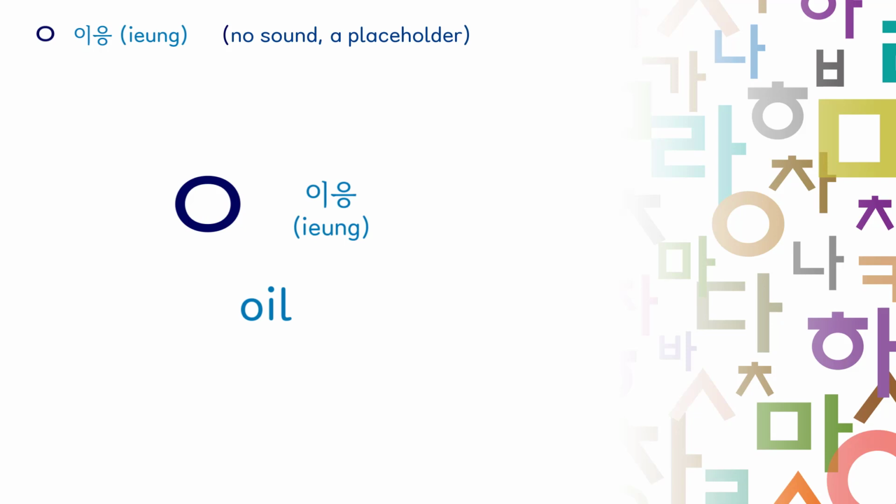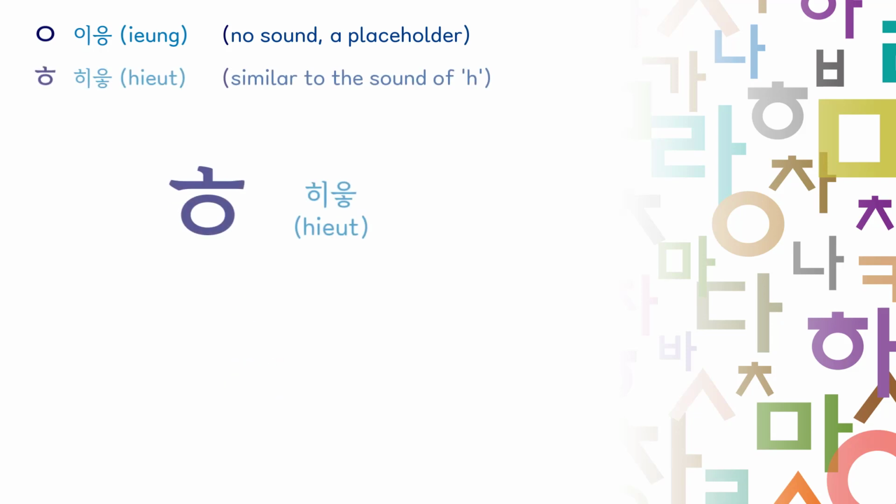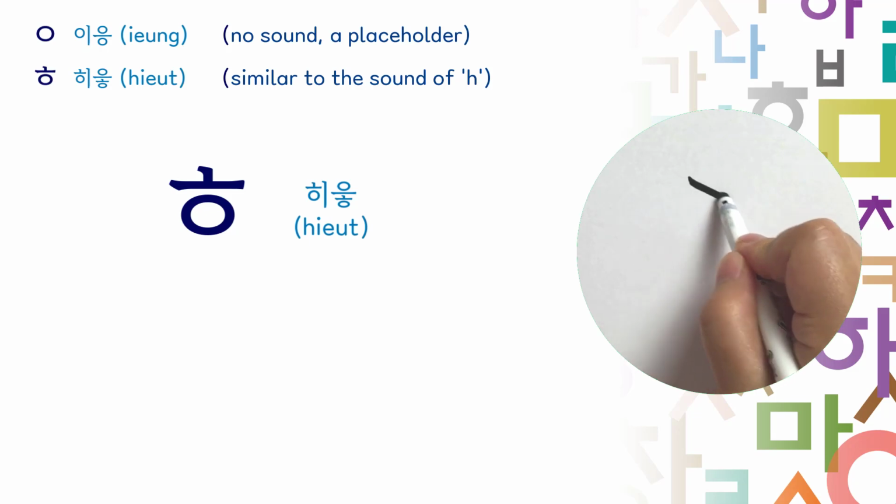So if we want a Korean word to begin with a vowel sound, we can use 이응, as 이응 does not have a sound of its own. So oil in Korean would be written like this, with 이응 and the vowel o, which we will learn shortly later in this video. Now, here is probably the easiest consonant we will learn in this lesson, and it's written like this.